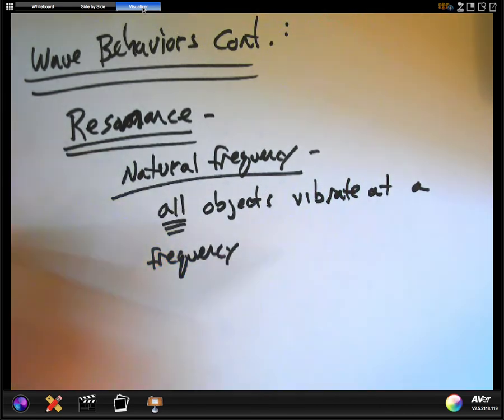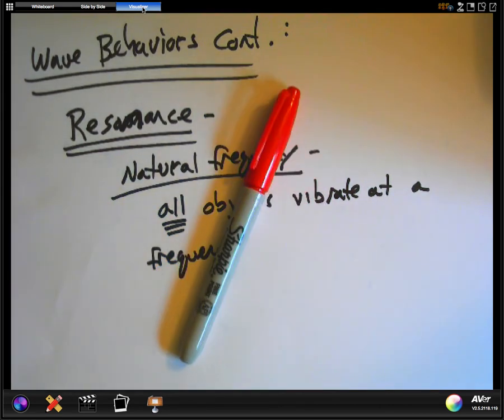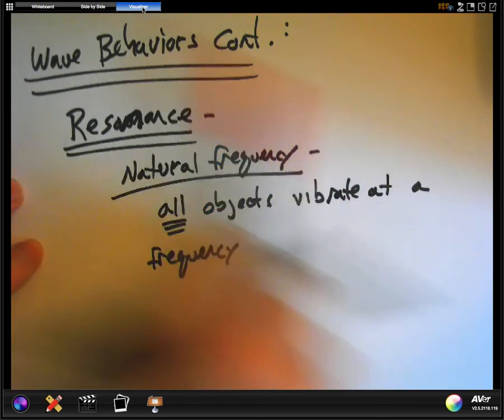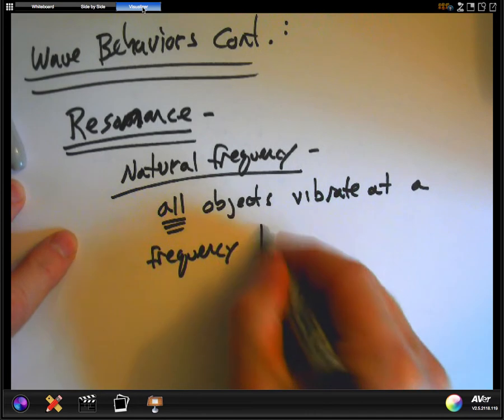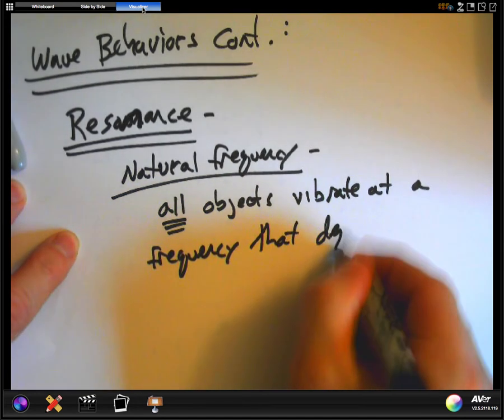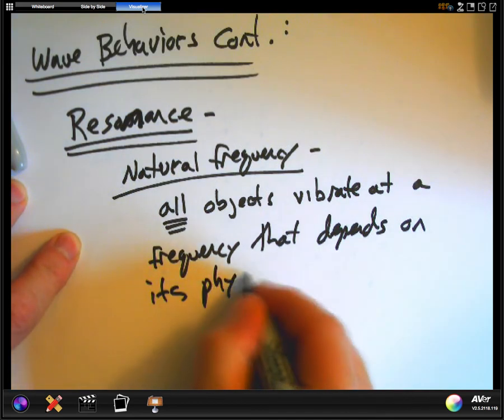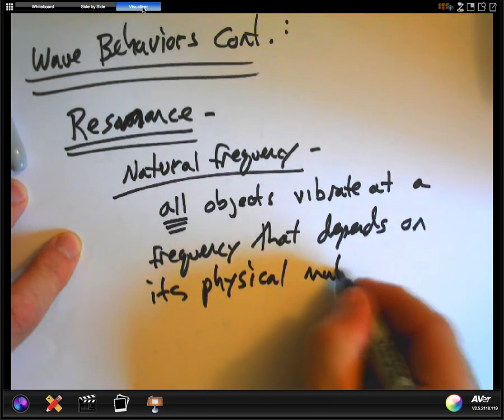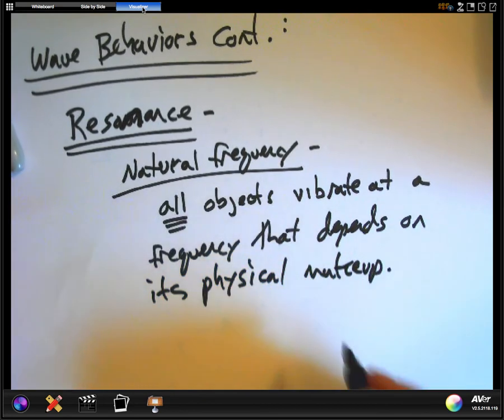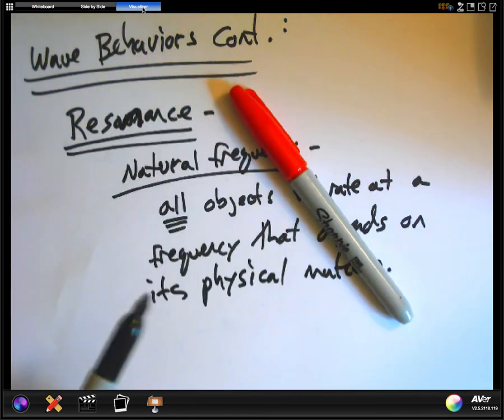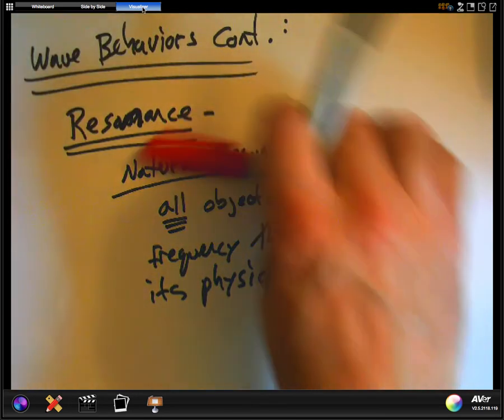So everything, this red marker that's sitting here in front of me is shaking right now. Can't really see it. If we could zoom in a lot, we could see it shaking. All those little molecules in it are oscillating back and forth. And all objects vibrate at a frequency that depends on its physical makeup. Now what I mean by physical makeup has to do with what it's composed of, meaning the materials that it's made of, but it also has to do with its geometry.